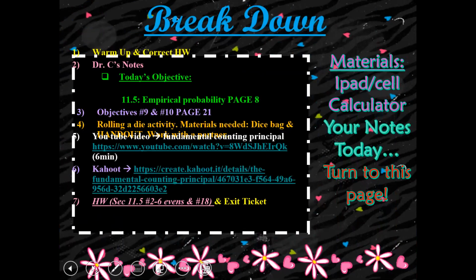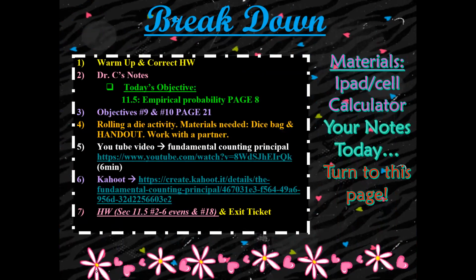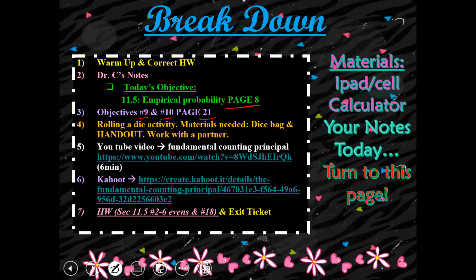All right, let's go ahead and take a look at what we're doing today. Today, I'm going to start with 11.5, which is on empirical probability. I'm going to start on page 8. We're going to go over objectives 9 and 10 on page 21. You will be doing a rolling a die activity, and you will have an extra worksheet.